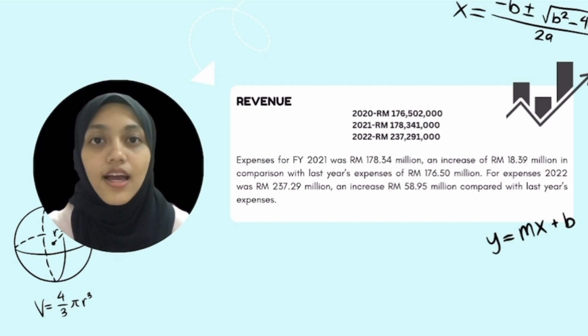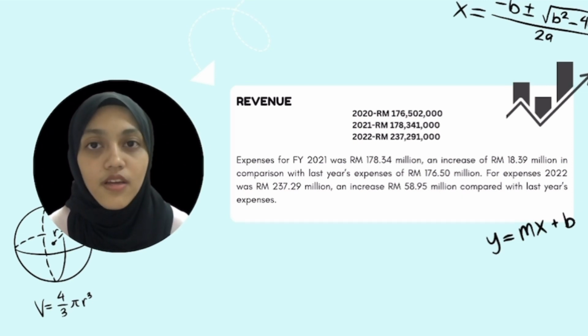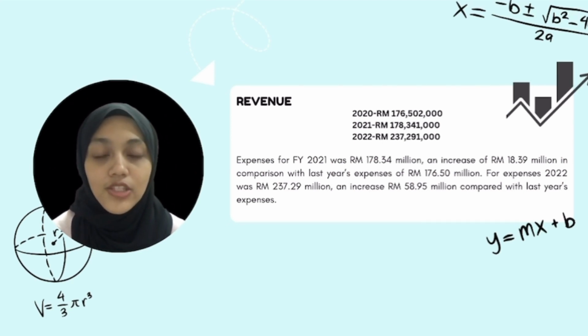Expenses for 2021 was RM178.34 million, an increase of RM18.39 million in comparison with last year's expenses of RM176.50 million. Expenses for 2022 was RM237.29 million, an increase of RM58.95 million compared with last year's expenses.